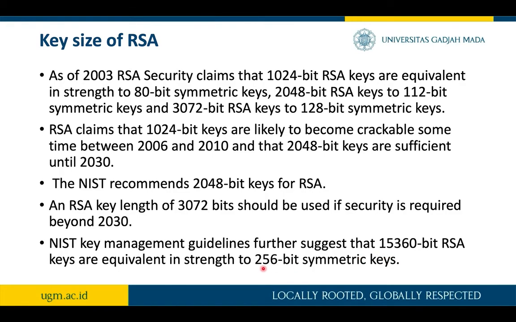if we want to do encryption whose strength is as much as 256 bit symmetric keys in AES, then we need to use 15,360 bit RSA keys. So it shows that a symmetric key for confidentiality is much more efficient than public key encryption, because here we only need 256 bit symmetric keys, compared with 15,360 bit public key encryption. Yeah.